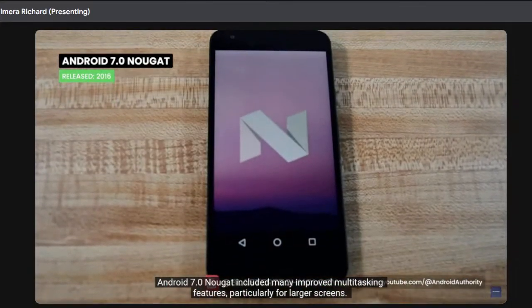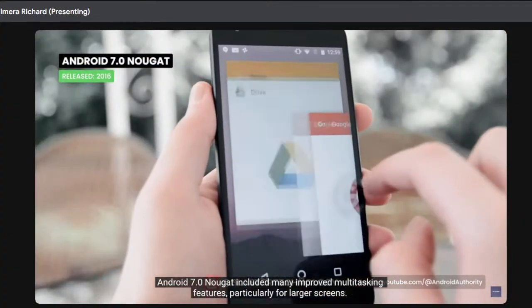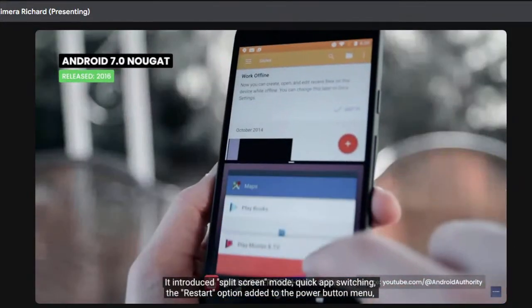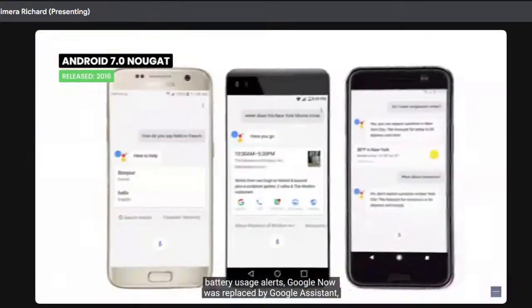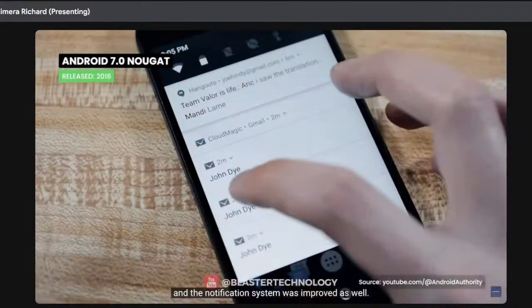Android 7.0 Nougat included many improved features like multitasking, particularly for larger screens. It introduced split-screen mode, quick app switching, the restart option added to the power button menu, and battery usage alerts. Google Now was replaced by Google Assistant, and the notification system was improved as well.